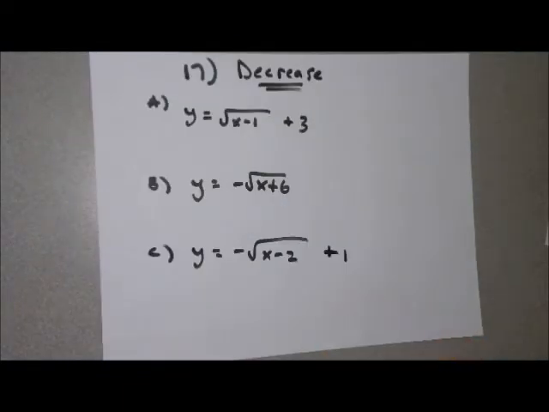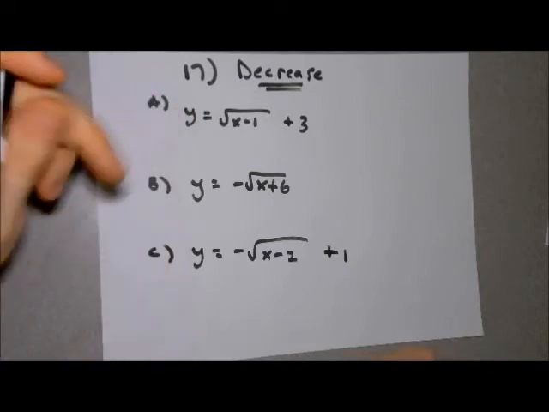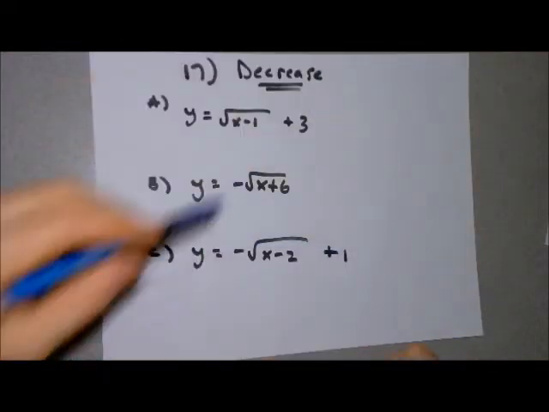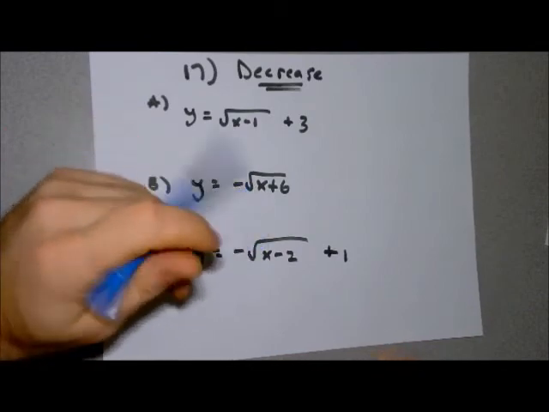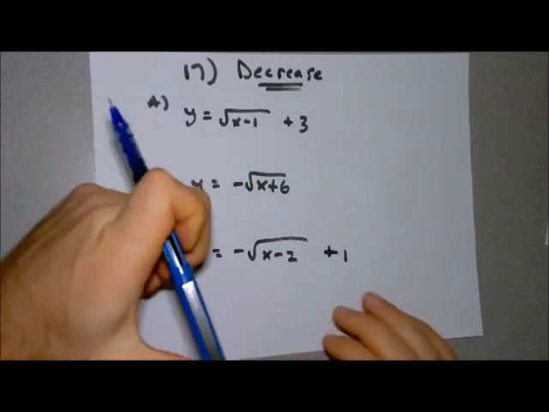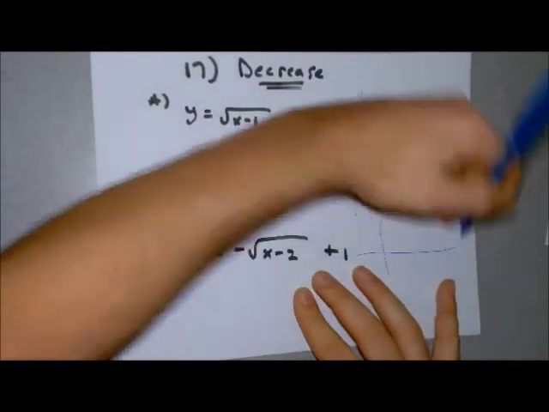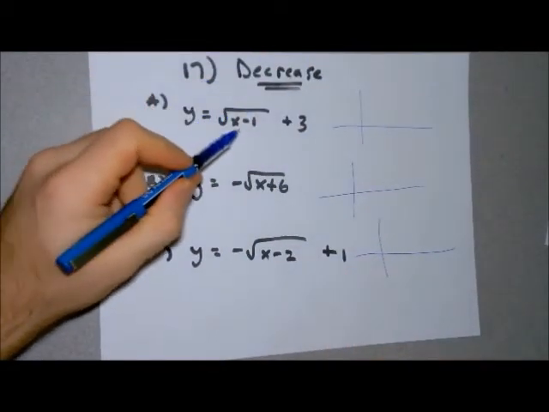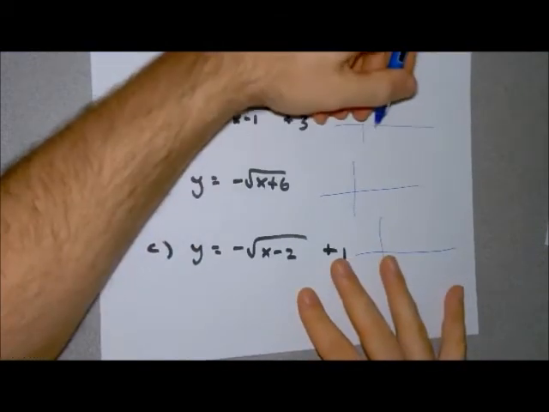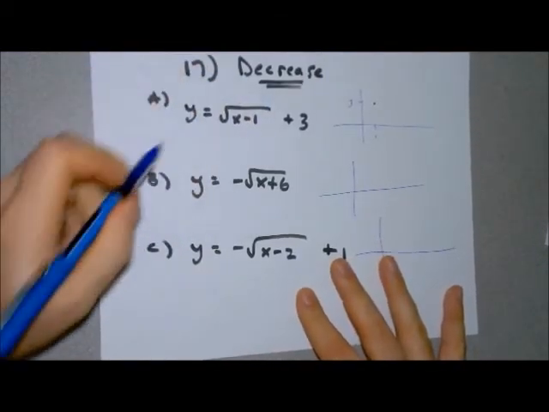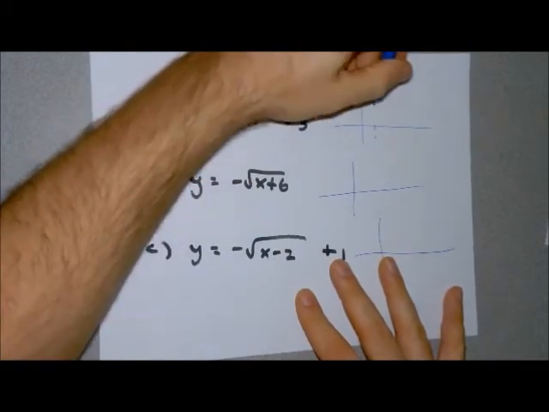Okay, for number 17, it asks for the interval of decrease for each. So to do that, you want to have an idea of what each graph would look like. So they're all square roots. So for every graph, you should be thinking about an arc. So we're going to make 3 graphs. For the first one, it's 1 to the right and 3 up. 1 to the right and 3 up. That's our starting place. There's no negative out front, so it is just an arc.